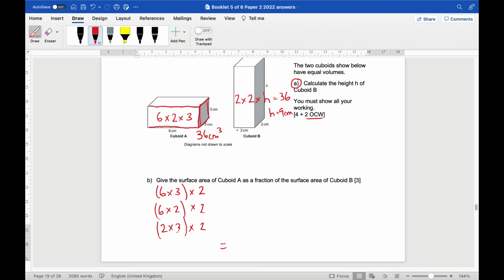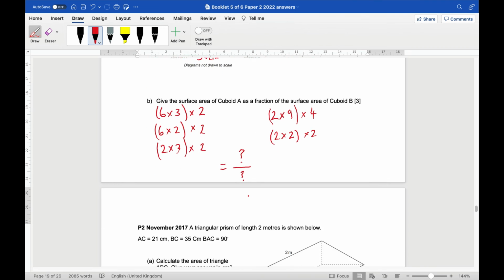Whereas on cuboid B, the side is 2 times 9, the back is 2 times 9, and the other side is too, so actually there are 4 of those, and then the top and the bottom are both 2x2s, so slightly different look to that one. And he says, write that as a fraction of that one, so whatever that one is, put it on the top, and whatever that one is, put it on the bottom, and unless it asks you to simplify, you don't need to.